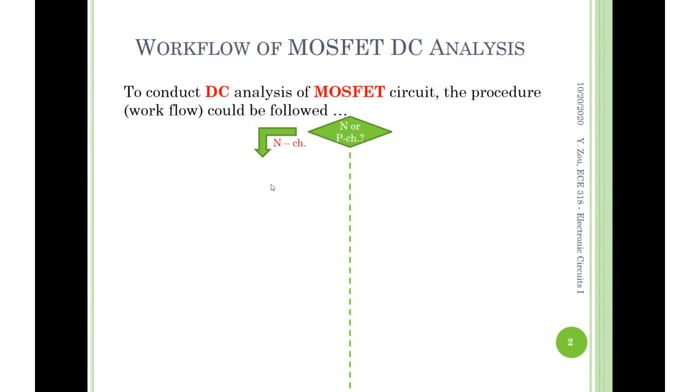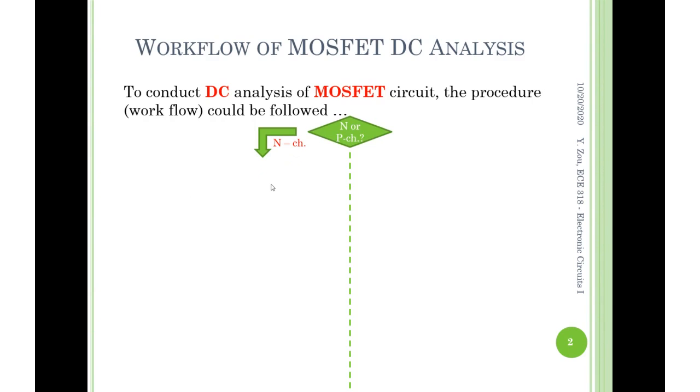N channel means from where to where? N channel is the current goes into the source. Into the source from? Gate. Correct. Josh is correct. From the MOSFET circuit symbol, you can tell. The arrow is from gate pointing towards the source. That is N channel. Otherwise, it is P channel.